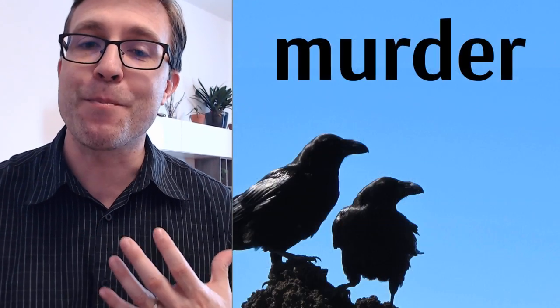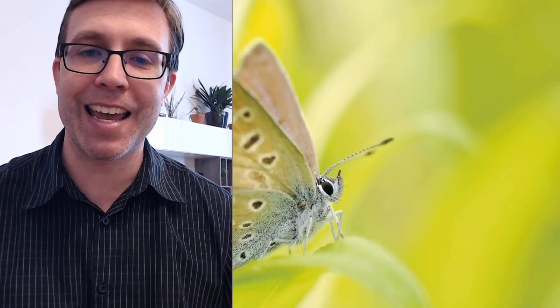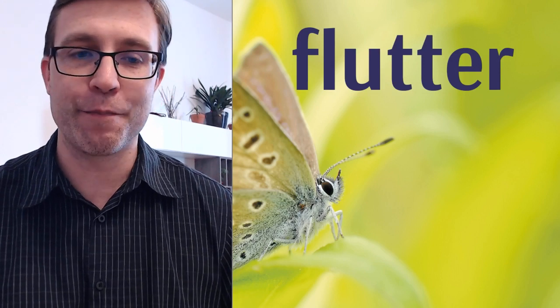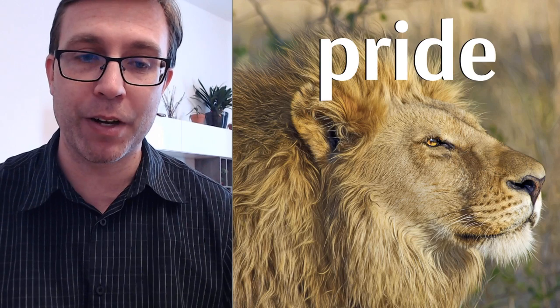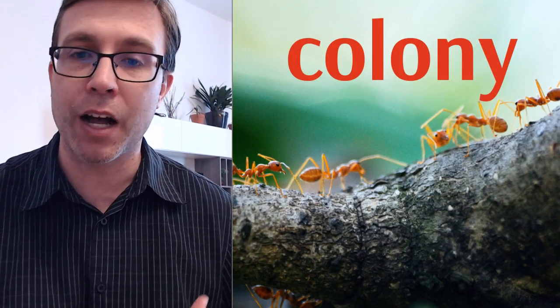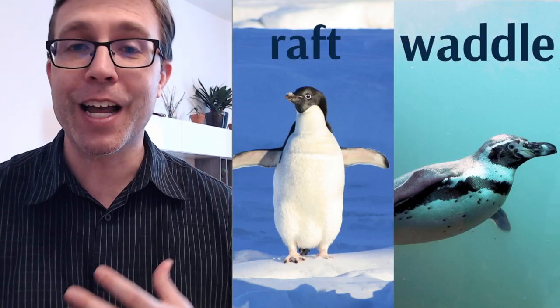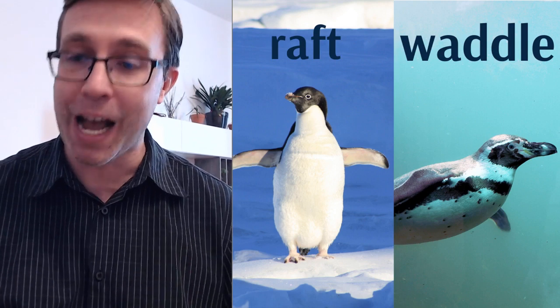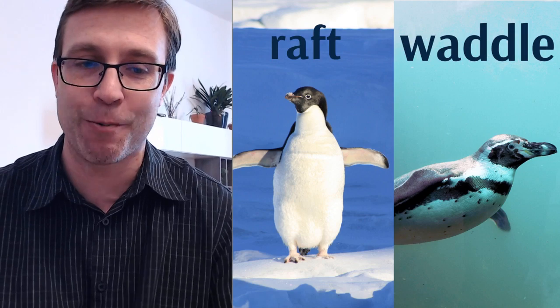Then we have a murder of crows. Next was a flutter of butterflies. Then we had a pride of lions, a group of lions. Next would be a colony of ants. I told you a colony has several different names. Penguins, you could have a colony of penguins. You could have a raft of penguins outside the water, a waddle of penguins inside the water.